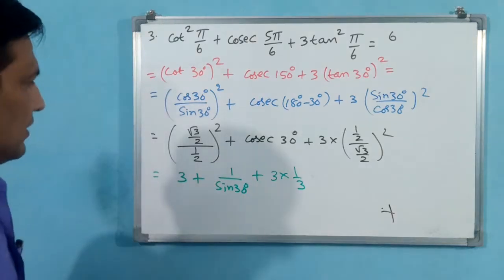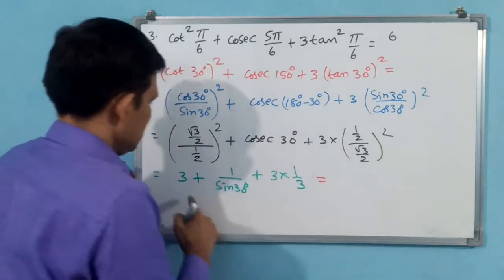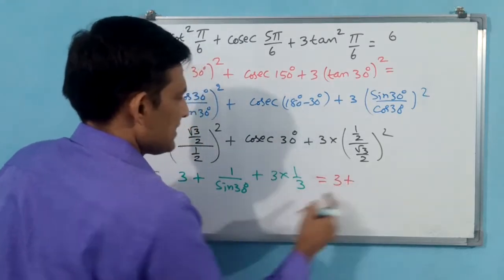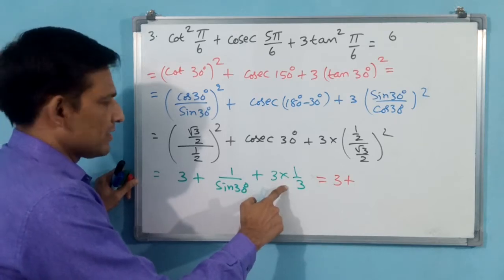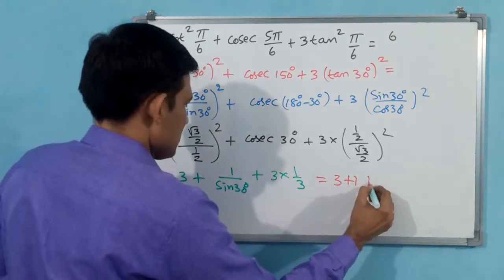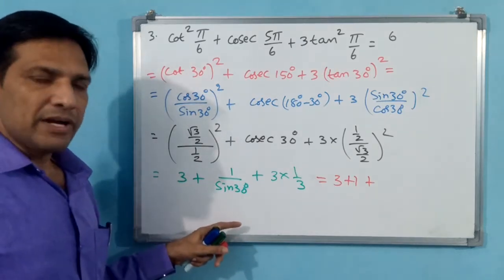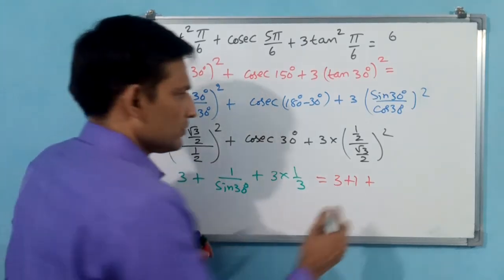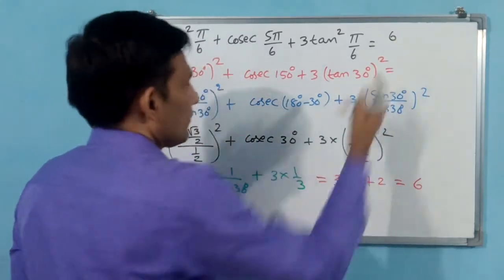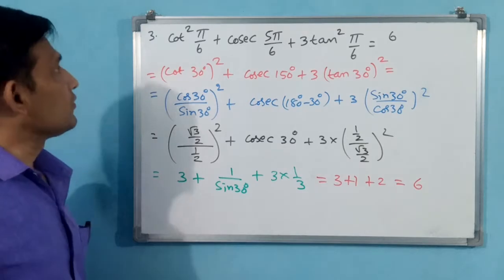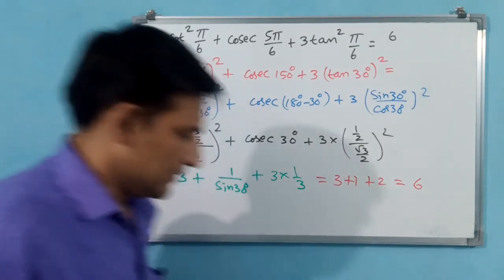What is sin 30? 3 plus, you see, 3 into 1 by 3, the 3s get cancelled. That means 1. 3 plus 1 plus 1 by sin 30. See, sin 30 is 1 by 2, so 1 by 2 means 2. 3 plus 1 plus 2 is 6. LHS is equal to RHS. You write this and go for the fourth question.